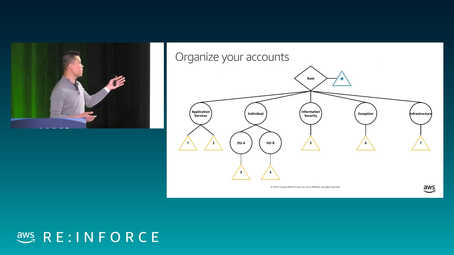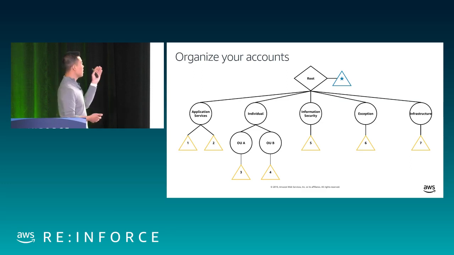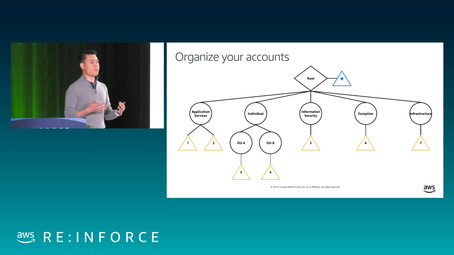And so for example here, I've got an example organization, and I've got a set of top-level organizational units here. I've got my application services, individual, information security, exception, and my infrastructure organizational unit. I've got some organizational units nested under, as well as accounts in all of these. And so this is one example of what we would recommend as a way to think about structuring your organization for your business.